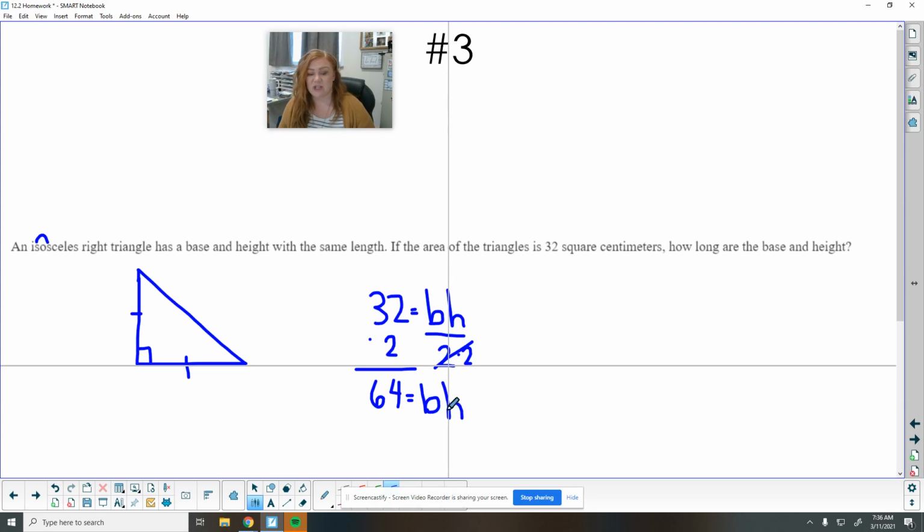So B and H have to be the same thing because they're an isosceles triangle, and it tells us they're the same here. So what times itself equals 64? So see if you can think of a factor that you'll multiply by itself. So for example, if I picked 4, 4 times 4 is only 16. So it's not 4. So I need to come up with a number, base times height, that are the same, that equals 64.